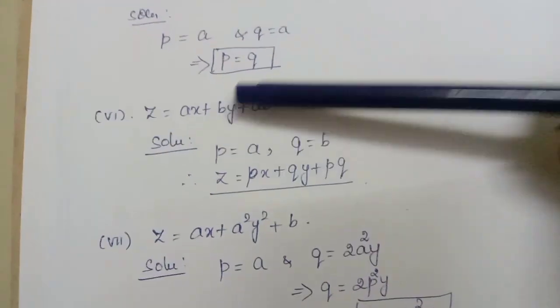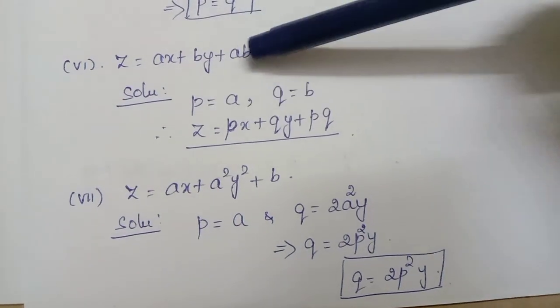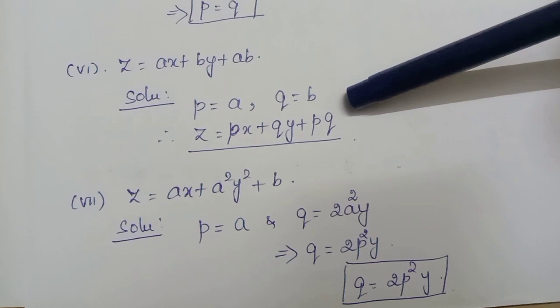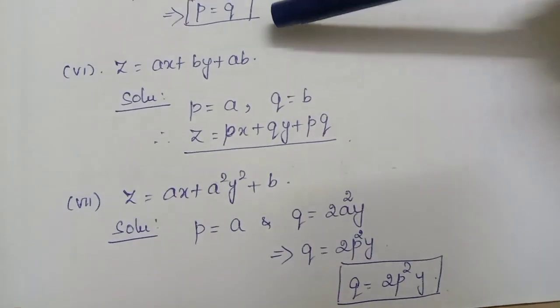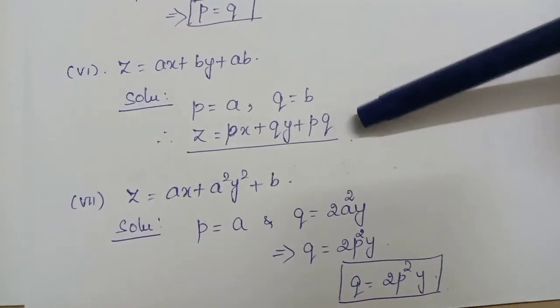Next one, z equal to ax plus by plus ab. So differentiate with respect to x, I get p equal to a. Differentiate with respect to y, I get q equal to b. So substitute the values of a and b in the given equation. So what do I get? z equal to px plus qy plus pq.